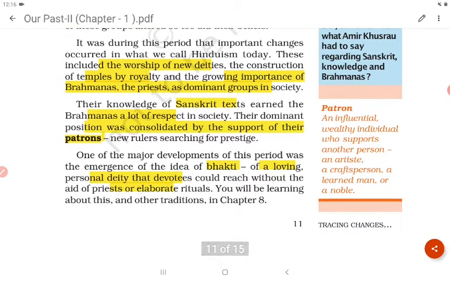So, what is the meaning of patron? A patron is an influential, wealthy individual who supports another person, an artist, a craftsperson, a learned man, or a noble.